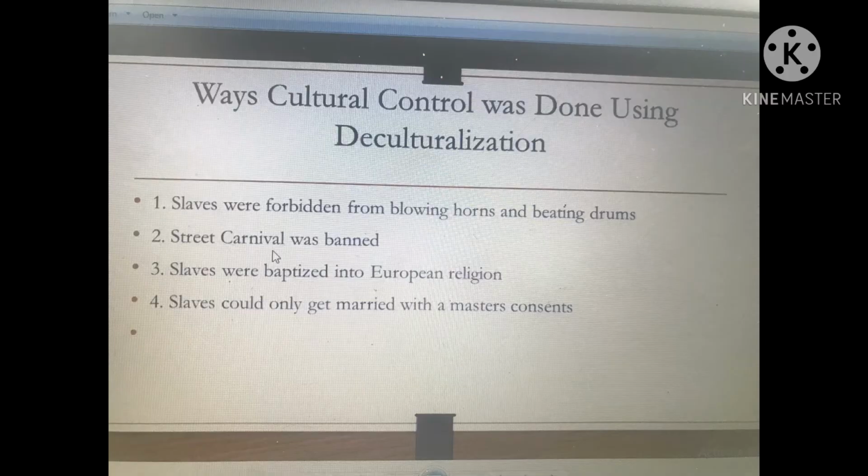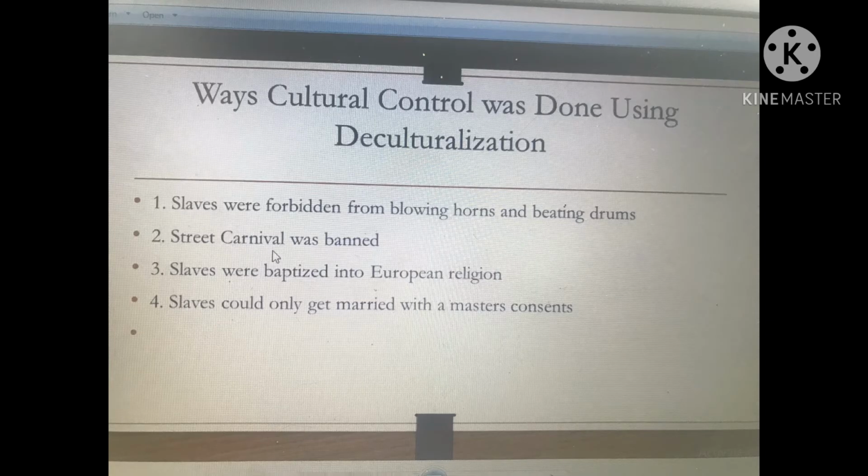Ways cultural control was done using deculturalization. These are the following ways. Slaves were forbidden from blowing horns and beating drums, and street carnivals were not permitted. Slaves were baptized into European religion and forced to abandon the religion and cultural practices of their African ancestors and African culture.